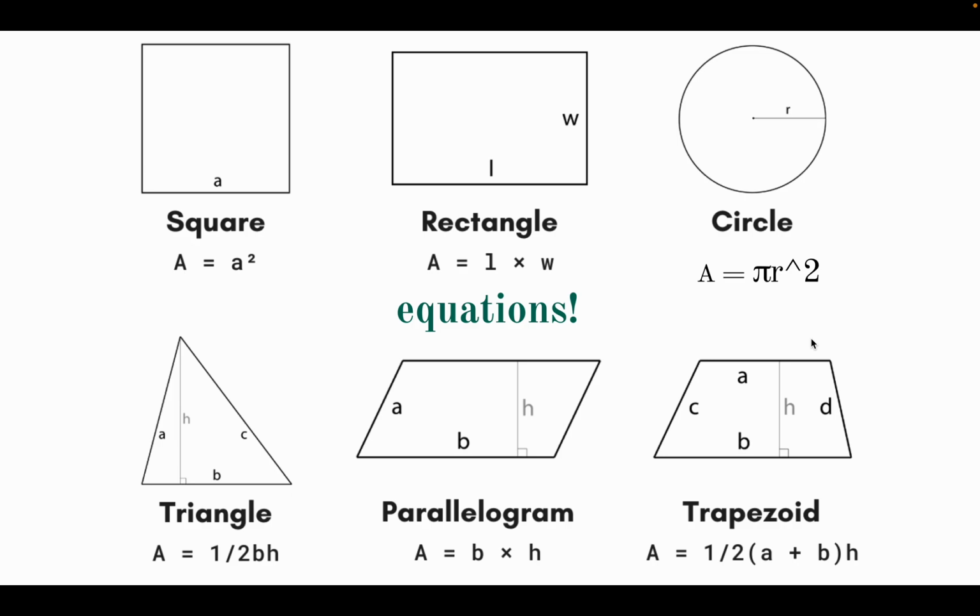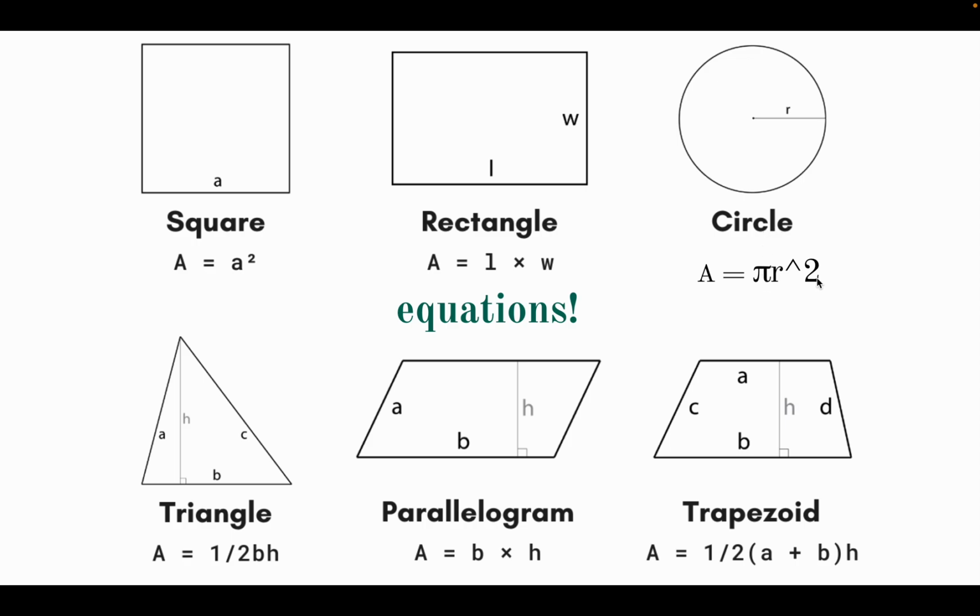Here are some equations for the area of some common shapes. For a square, you can just multiply two sides together. Since all sides are the same, you can just square one side. For a rectangle, you have length times width, but just multiply both sides together.